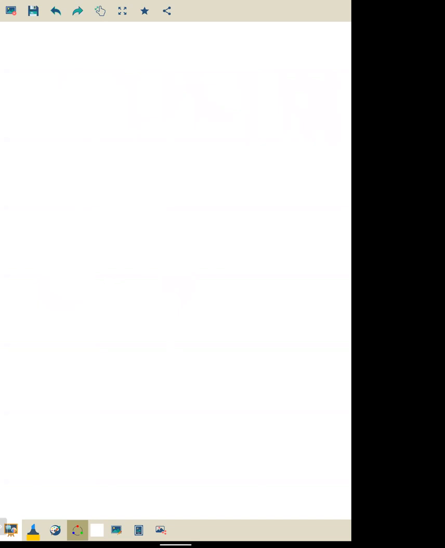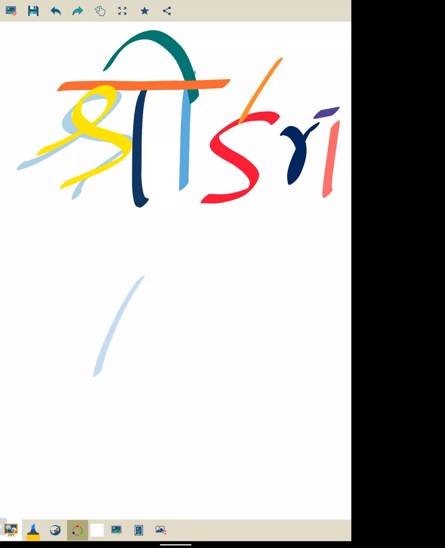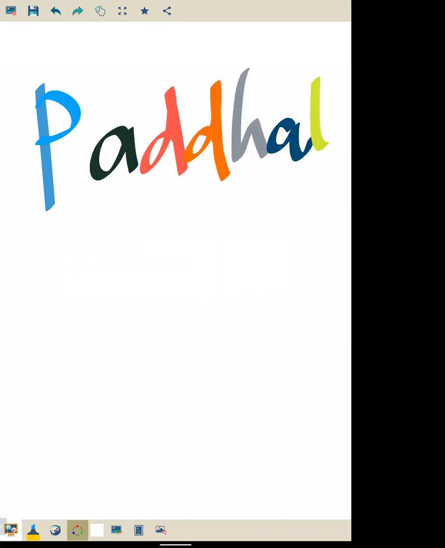Sir, Sri Krishna. You're talking about this Sri? So this is Sha. And the Ra, actually Sri, long A. Here is the Ra. Sri. It's clear? Krishna we cannot write because there is no Ru, Ukara. Paddhati, like this? Pa.